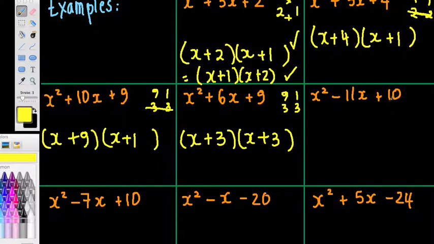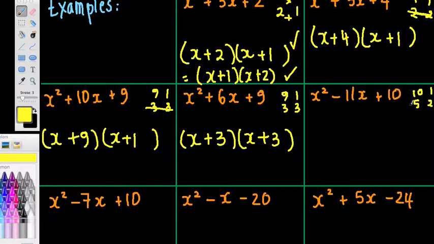Now let's first look at the last number. We've got positive 10. Okay, so for 10 I could have 10 and 1. I could have 5 and 2. Now, when I add these together, I actually need to get a negative number. When I add these two numbers, I have to get a negative 11. Now, if you look at this, when they multiply together, it must be positive because my C value is positive 10. So what that tells you, hopefully, is both of these numbers must be negative.